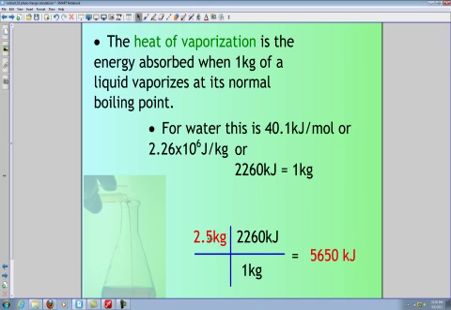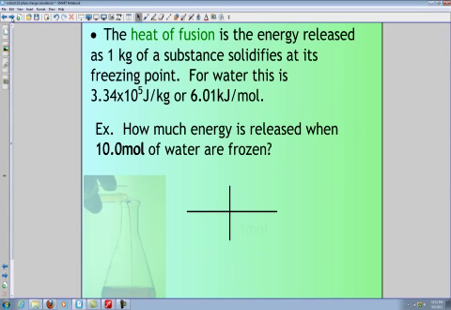You punch that into the calculator, 2.5 times 2260, divide all that by 1. That gives you 5650 kilojoules. So 5,650 kilojoules is going to be our answer. So pretty straightforward conversion factor type of problem. To do that step only requires 1 conversion factor. And remember that what we're doing there is liquid into gas phase.